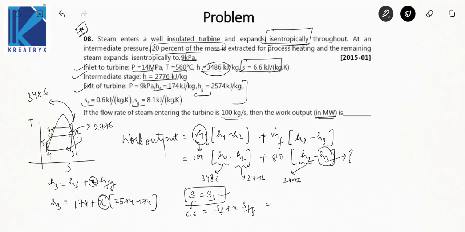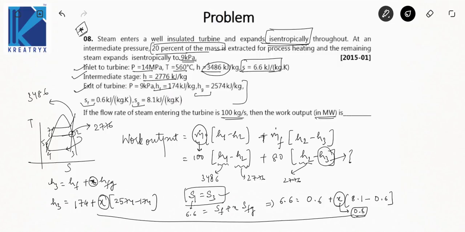Okay. Now that implies 6.6 is equal to SF. What is SF? SF is 0.6 kilojoule per kilogram Kelvin plus X is the dryness fraction. SFG is SG minus SF. SG is 8.1 minus SF is 0.6. Okay. Can you find dryness fraction from here? Yes. You will get the dryness fraction as 0.8. Okay. Now put this dryness fraction here. What you get? You get H3. H3 you get as H3 is equal to 2094 kilojoule per kilogram.